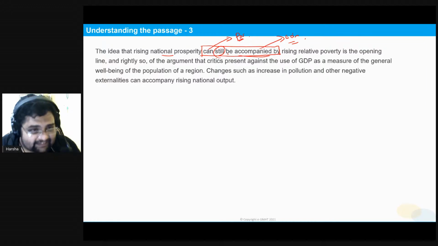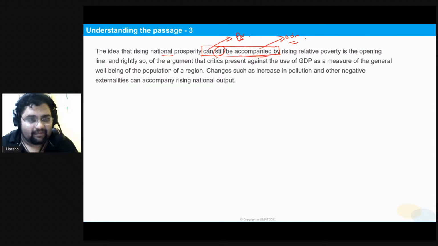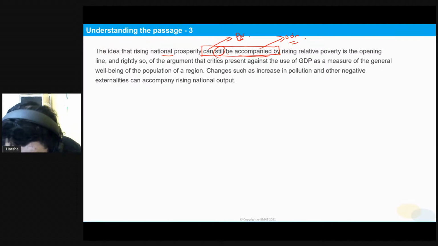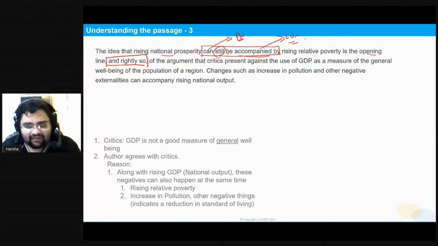So the idea that national prosperity can still be accompanied by, the word still here simply indicates contrast. On one side you have national prosperity, which is rising. On the other side, poverty. Despite that, you can still have something bad. Still indicates that contrast. See how I'm paying attention to these things. It's the opening line, and yet again, another beautiful keyword for you guys, and rightly so.